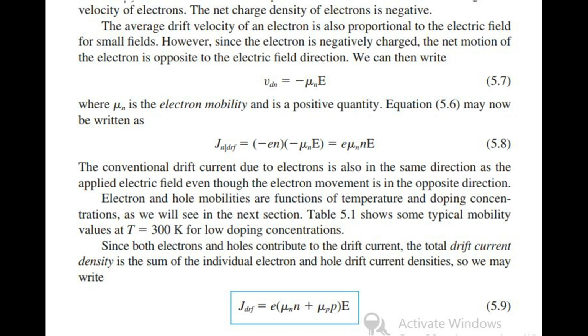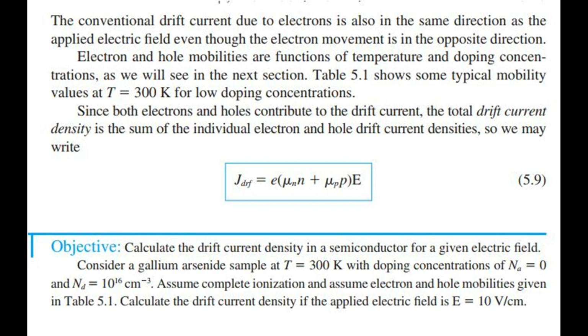Electron and hole mobilities are functions of temperature and doping concentrations, as we will see in the next section. Table 5.1 shows some typical mobility values at T = 300 K for low doping concentrations. Since both electrons and holes contribute to the drift current, the total drift current density is the sum of the individual electron and hole drift current densities, so we may write: Objective: calculate the drift current density in a semiconductor for a given electric field.